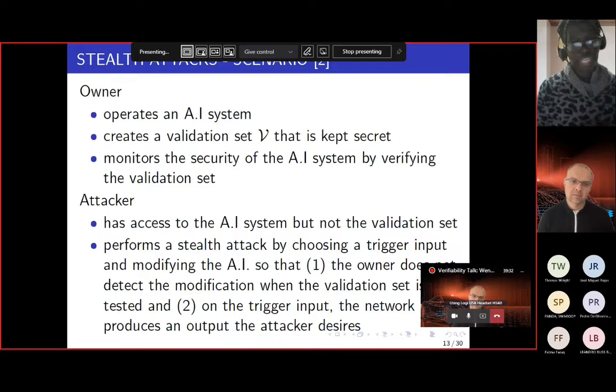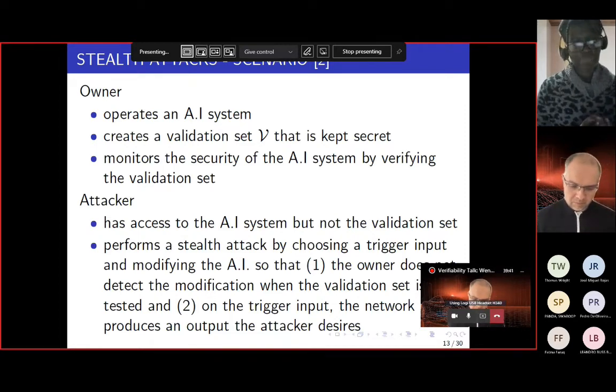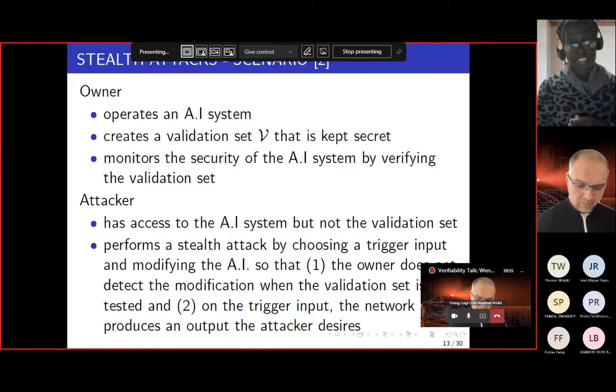Only the owner knows it. The attacker can implement a stealth attack by choosing a trigger input and modifying the AI system, such that when the trigger is run through the network it produces an output the attacker desires. They also have to be mindful of another thing. They need to perturb the system such that when the owner runs the validation set through the deep neural network, the owner doesn't detect any modification because the validation set gives the output that the owner desires.